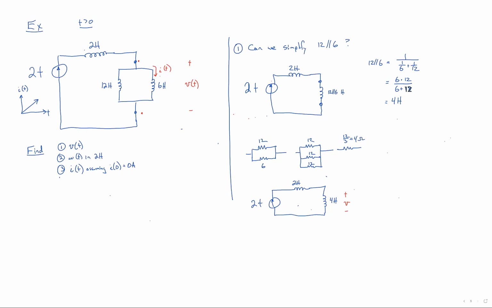Like what formula? What formula? Yeah. Well, we know current. So V equals L I prime. Good. Do you know the current through it? You know L is 4 henries, but do you know the current through it?